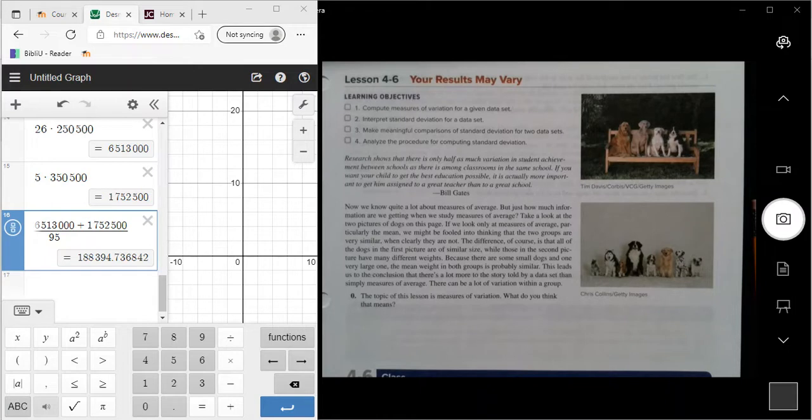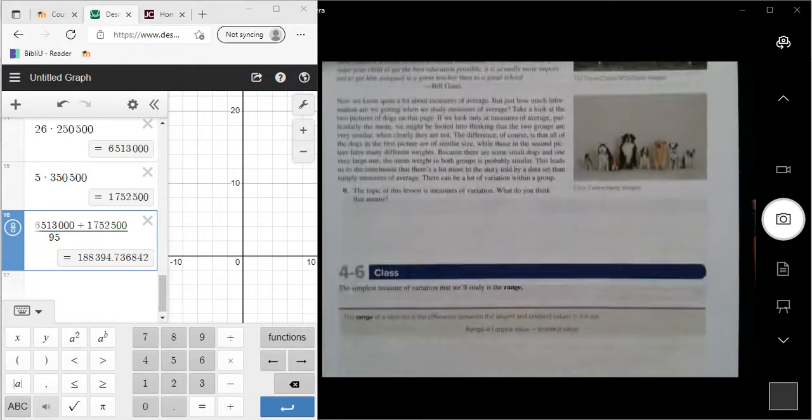It says research shows that there is only half as much variation in student achievement between schools as there is among classrooms in the same school. If you want your child to get the best education possible, it is actually more important to get them assigned to a great teacher than to a great school. Bill Gates. All right, now we come down here to the bottom. It says the simplest measure of variation that we'll study is the range. The range of a data set is the difference between the largest and smallest values in the set. So range is equal to largest value minus the smallest value.